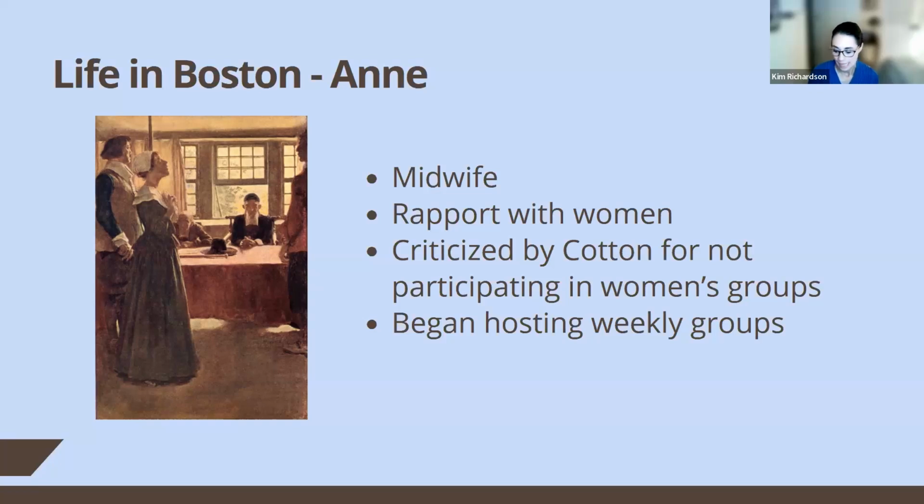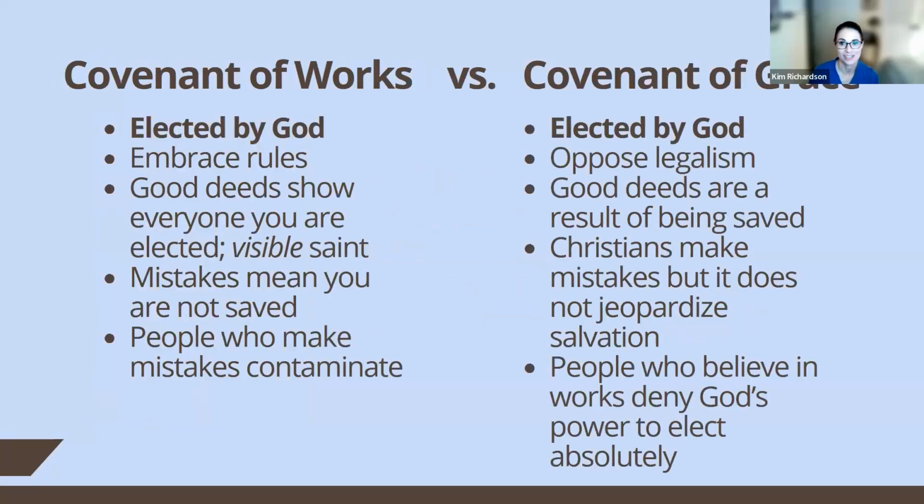And so at that time in Boston, there starts to be this division of viewpoints. There was what is called the covenant of works and the covenant of grace. So it was works versus grace. Both camps believed that you were elected to heaven, to admittance to heaven by God. He was the decider, and he said who was getting into heaven and who wasn't. You were either elected or you weren't.